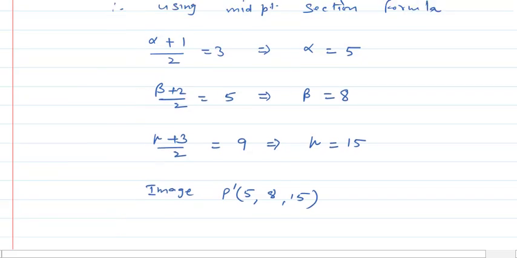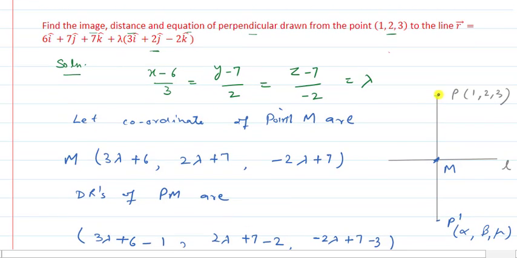Next, we need to calculate the distance PM. The perpendicular distance from point P to the line is PM. So it can be easily calculated by using the distance formula, because the coordinates of P are with us and the coordinates of M are also with us now. So using simply the distance formula as you have used in your 11th class, you can do that. x2 minus x1 whole square plus y2 minus y1 whole square plus z2 minus z1 whole square, and the root of it will give you the distance of point P from the line.